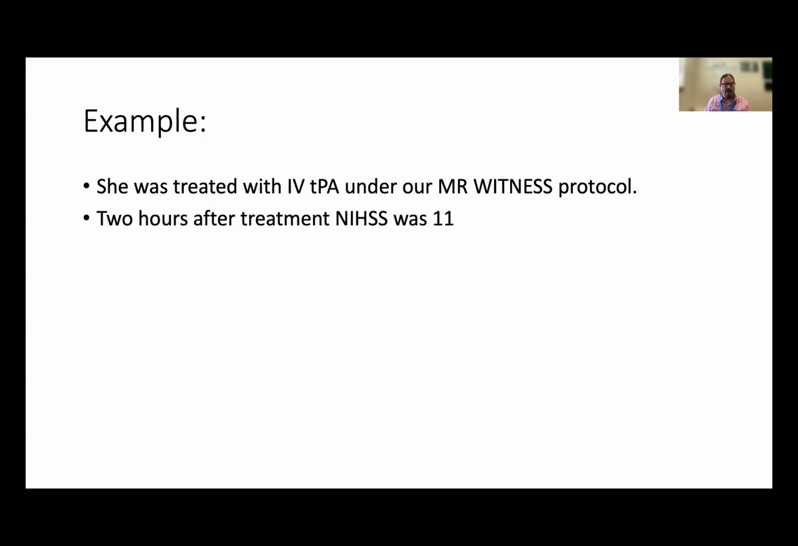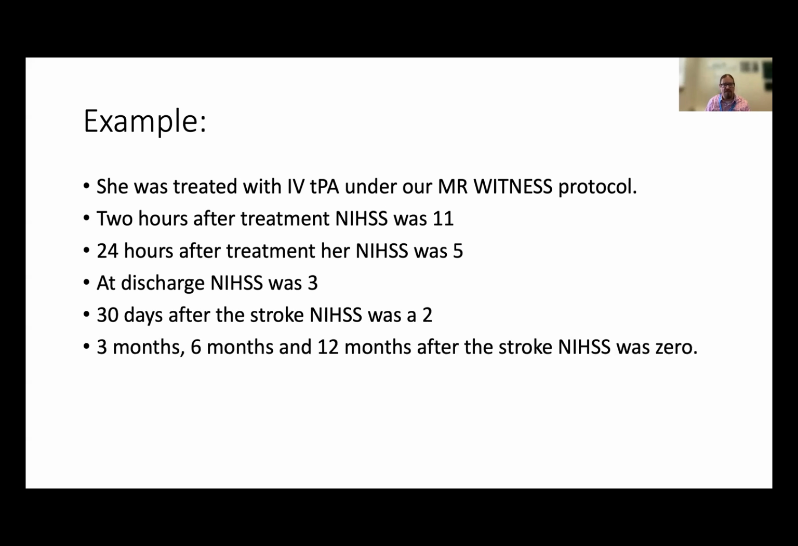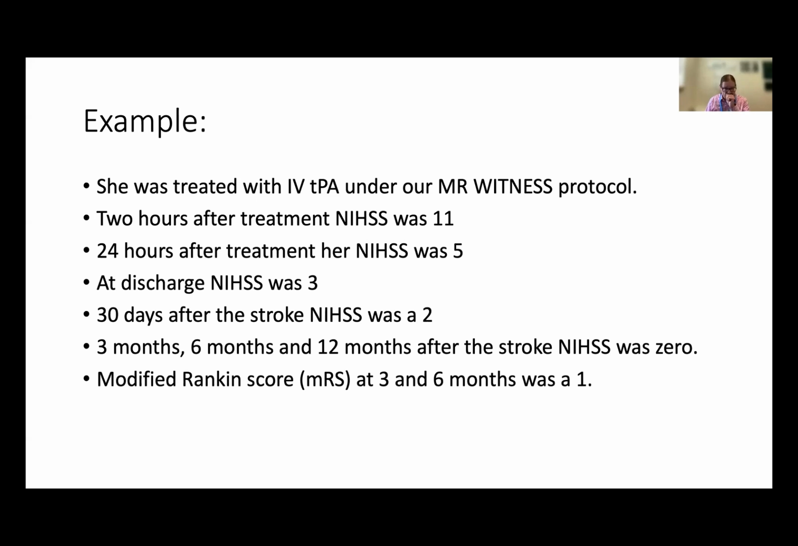And 2 hours after treatment, her NIH stroke scale was down to 11, and then at 24 hours it was down to 5, and then at discharge it was a 3. 30 days later it was a 2, and then at 3, 6, and 12 months her NIH stroke scale was 0. And her modified Rankin scale, which was performed at 3 months and again at 6 months, was a 1, but at 1 year it increased to a 2. And we weren't doing cognitive assessments on the patient, so I don't know why it increased to a 2.